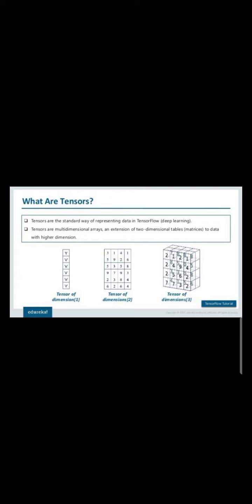Similarly, if we describe some physical phenomena, or mathematical or physical quantities, in 2 dimensions, it is said to be a tensor of dimension 2, which is shown in figure 2. Similarly, a tensor of dimension 3 is explained by the third figure.